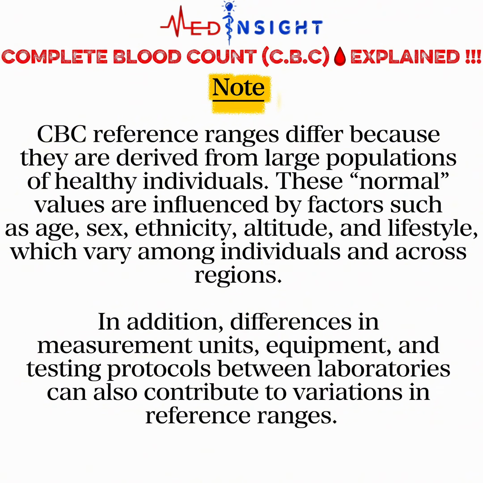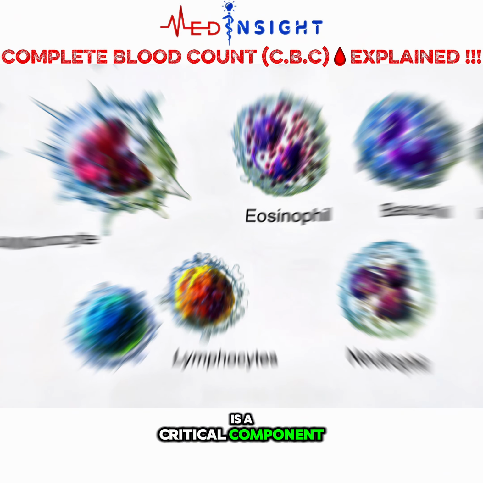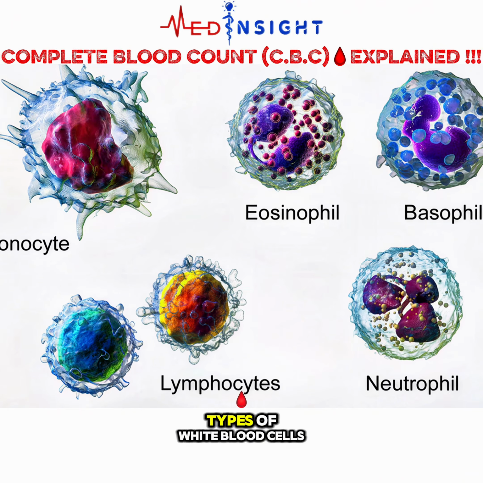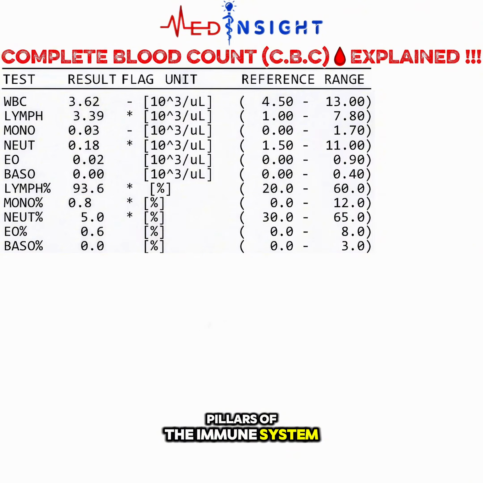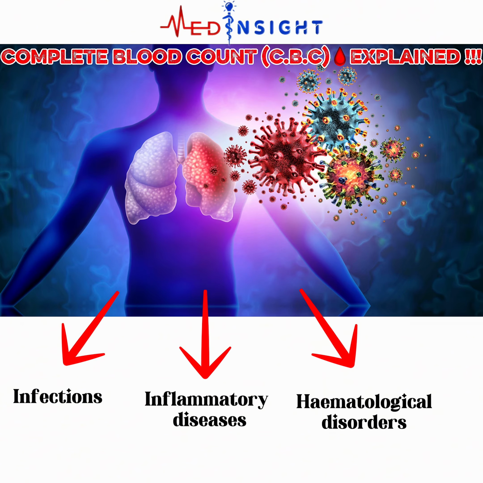In this video, we will talk about the white blood cell component of a complete blood count. Let's go. A complete blood count is a fundamental diagnostic tool, and the white blood cell differential is a critical component. It provides a quantitative and proportional breakdown of the 5 main types of white blood cells in the circulating blood. These cells are the pillars of the immune system. The differential count is essential for diagnosing infections, inflammatory diseases, and hematological disorders.